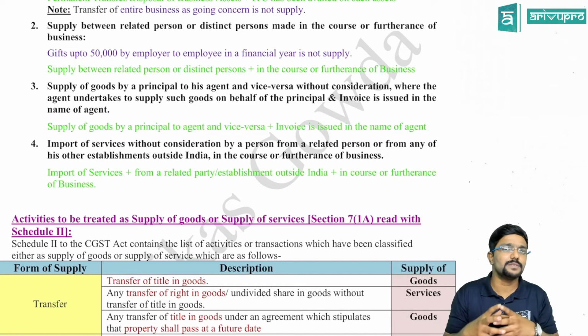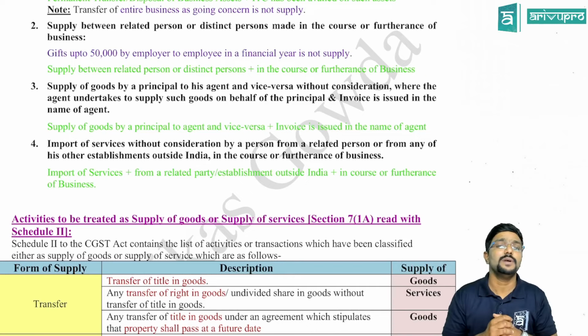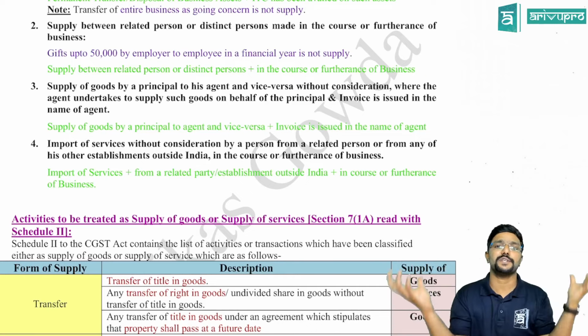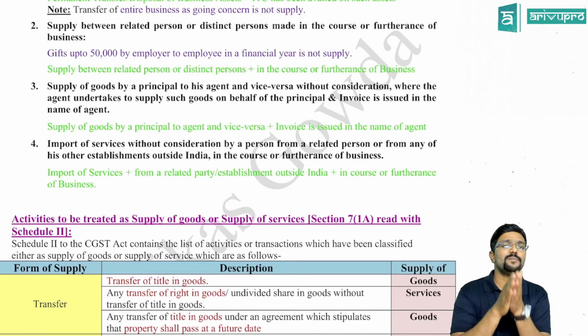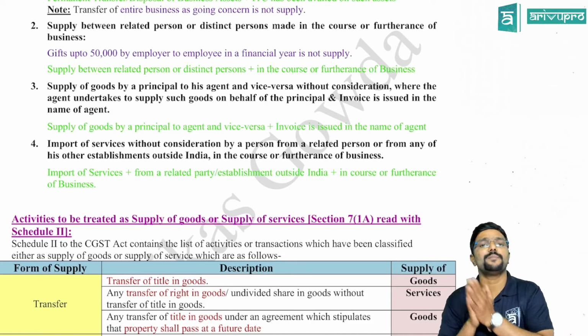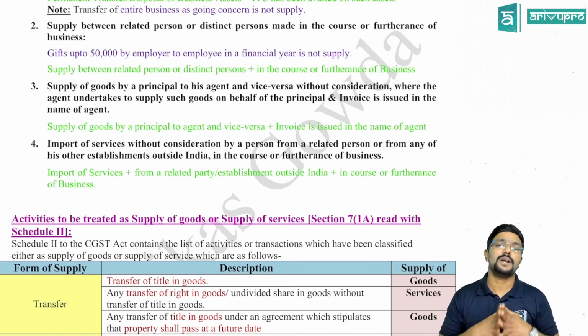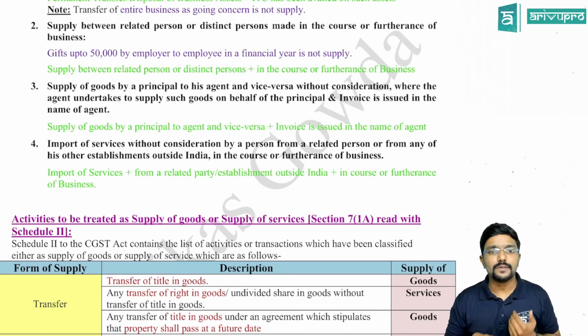Normally your blood relatives are covered, in addition to them others also, means who are controlling each other, or officers, employer, employee, like that. Then if an employer is gifting anything to the employee up to the value of 50,000, it is not taxable. But if it is more than 50,000, yes, it is taxable. Fine.